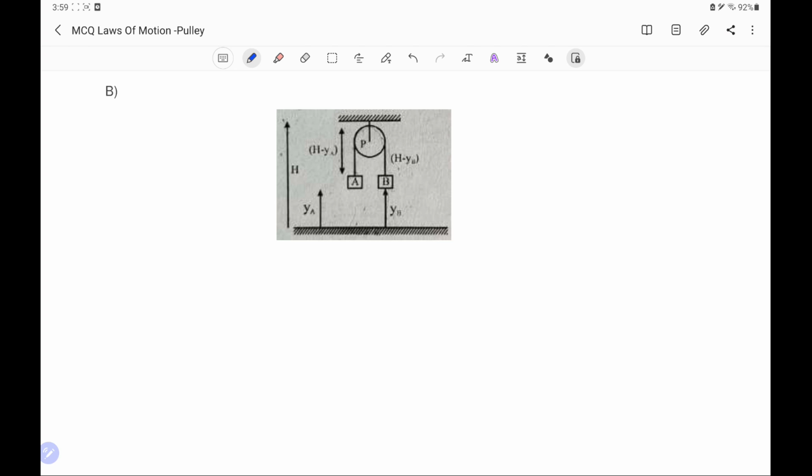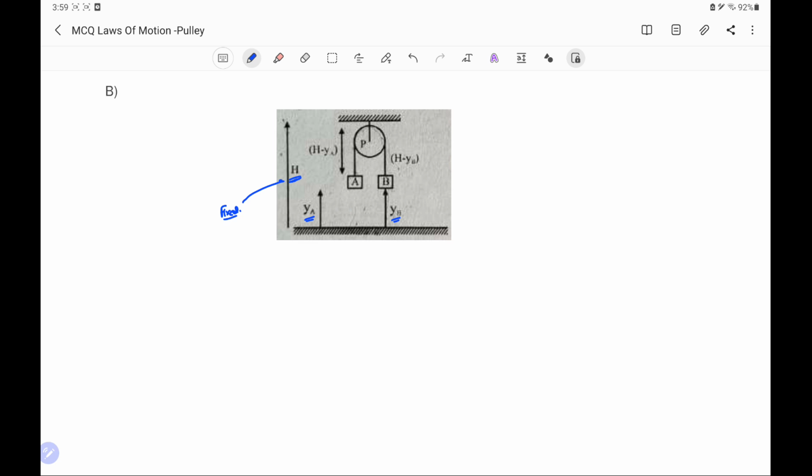Similar question is where two masses A and B are suspended through a pulley using a string, and the distance of block A from the ground is YA and the distance of block B from the ground is YB, and the distance of the pulley from the ground is H. Here this H is fixed, while as blocks A and B move, YA and YB are changing. Therefore, we have to write these YA and YB in terms of H.